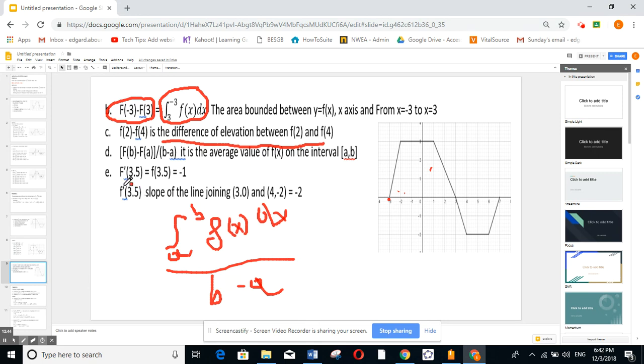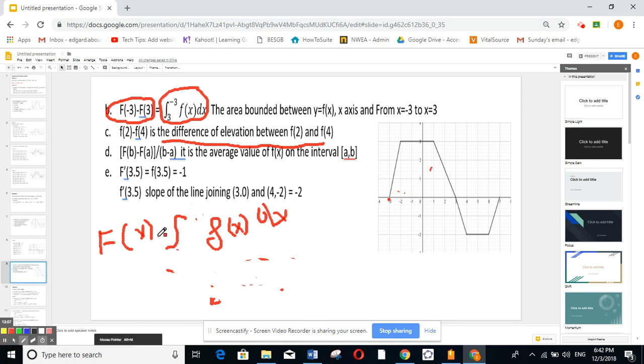They want us to find big F prime of 3.5. So if you want to find F prime, big F of x, as you all know, is the integral of small f of x dx. If you want to derive it, as we took before the derivative, big F prime of x is small f of x. So if you want it at 3.5, it's nothing else than f of 3.5. And f of 3.5, if you go down at 3.5, is nothing else than minus 1.